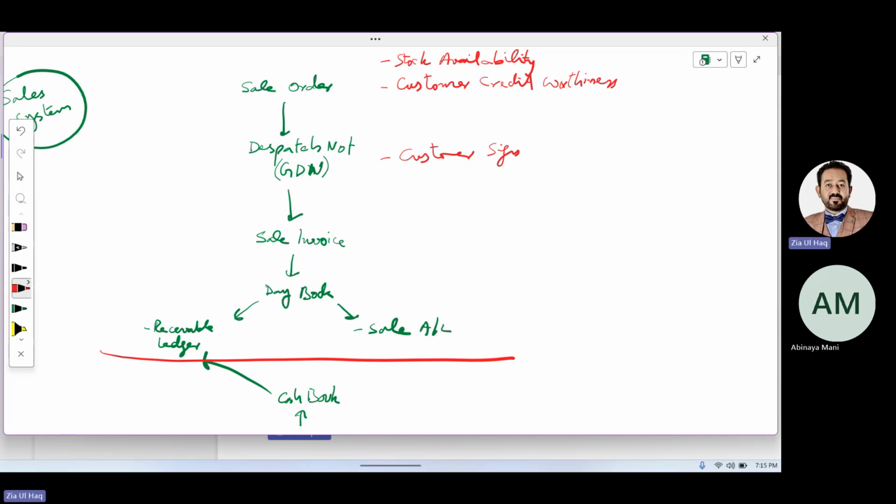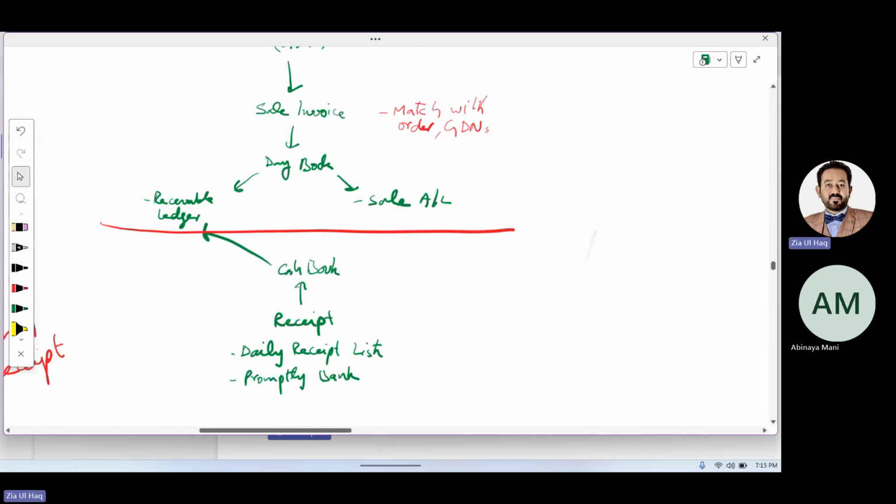While preparing the sale invoice, we need to match this invoice with the order and GDN. Why? To make sure that the price we agreed while receiving the order is the price we are charging. And the number of units the customer has actually received, or we have delivered, is the number we are charging, not more than that, not less than that. Is that fine? These are the controls relating to sales.